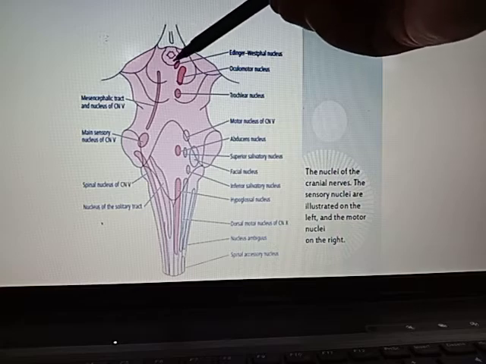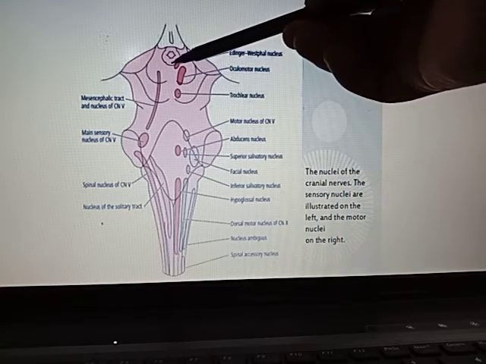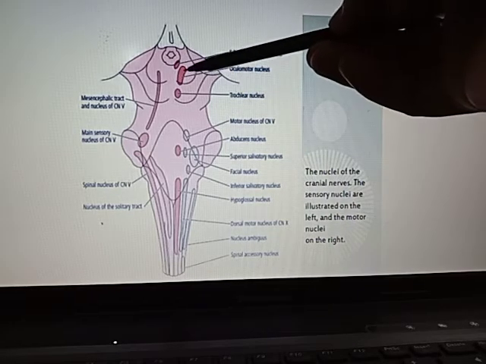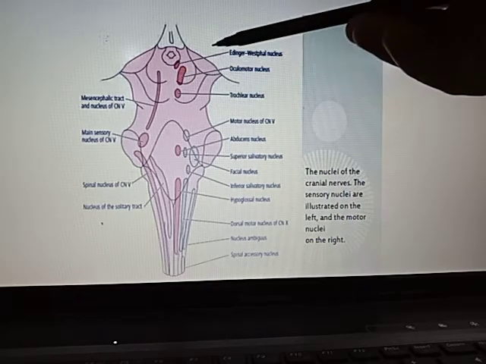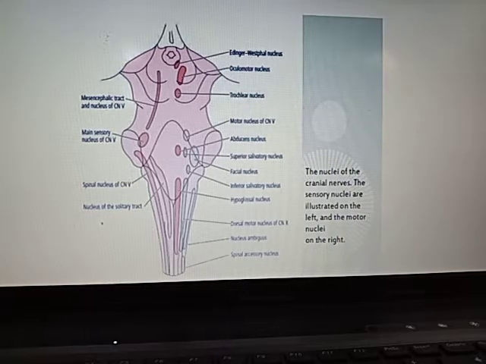This is the aqueduct and this is the periaqueductal gray region. This is part of this oculomotor nucleus. This is the Edinger-Westphal nucleus, and this is the oculomotor nucleus, or the main part of this oculomotor nucleus. This is found in the periaqueductal part.